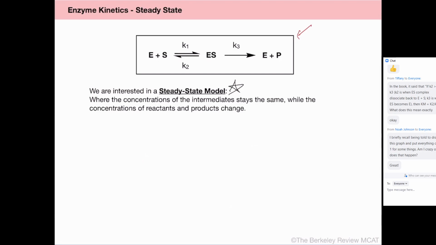When we're looking at this, we're interested in something called a steady state model. That's where the concentrations of the intermediates stay the same. When I say intermediates, I mean the enzyme substrate complex, and where the concentrations of your substrate and your products are constantly changing. So in other words, what we really care about is the rate of formation of ES, and then the rate of breakdown of ES.